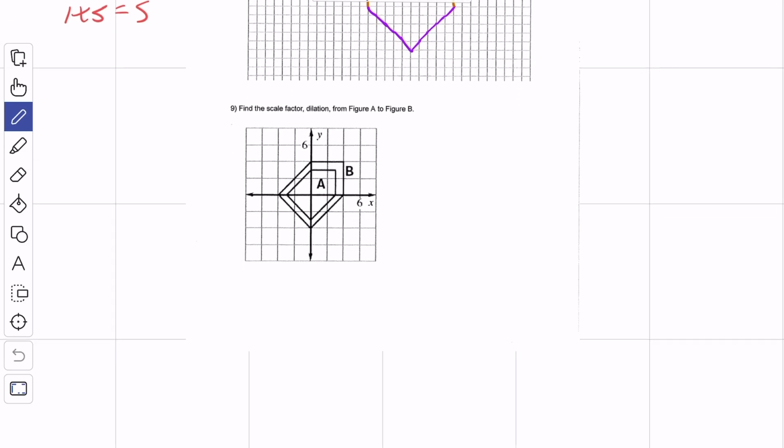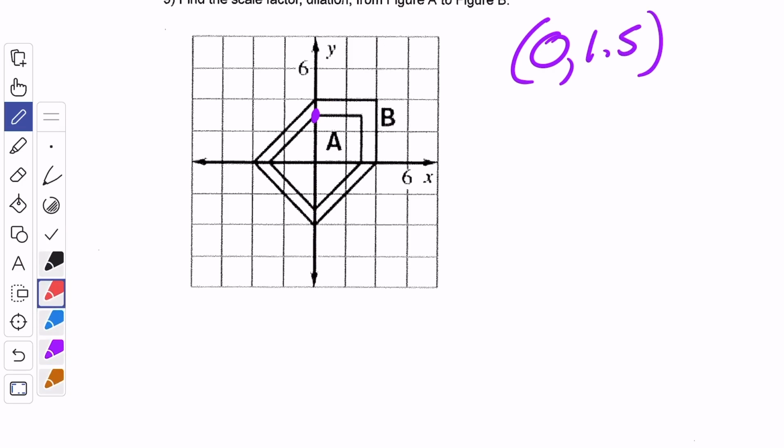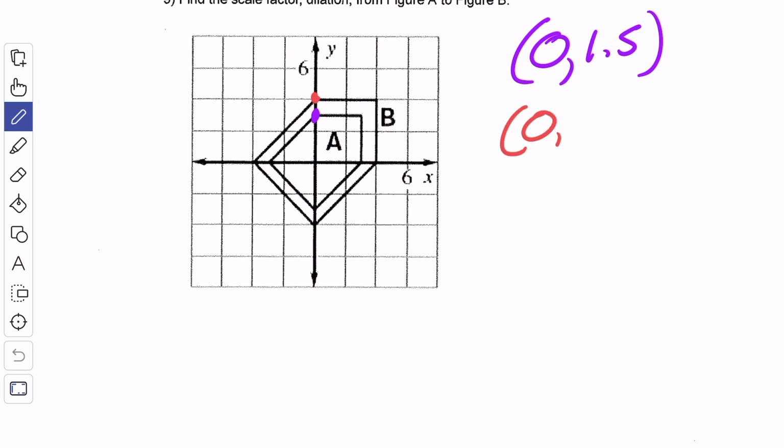For this one here, it says find the scale factor from A to B. So what we're going to do is just pick a point on A. I'm going to pick this one here, and I'm going to write its coordinates. So the coordinates there for X is at 0, and Y I would say is about 1.5. Now from B, I'm going to pick the exact same part of that enlargement, and I'm going to write down its coordinates. So its X is 0, and its Y is 2.